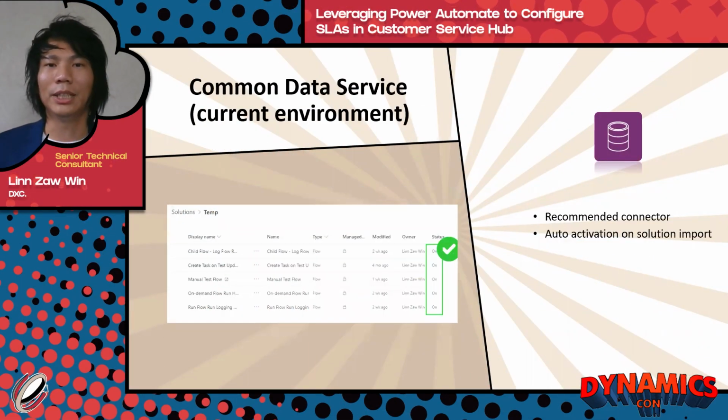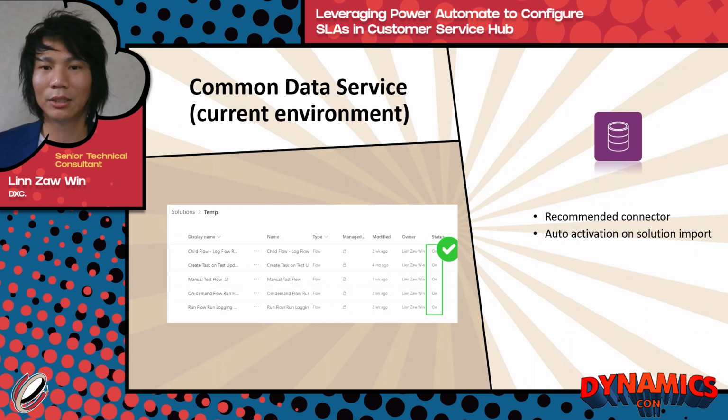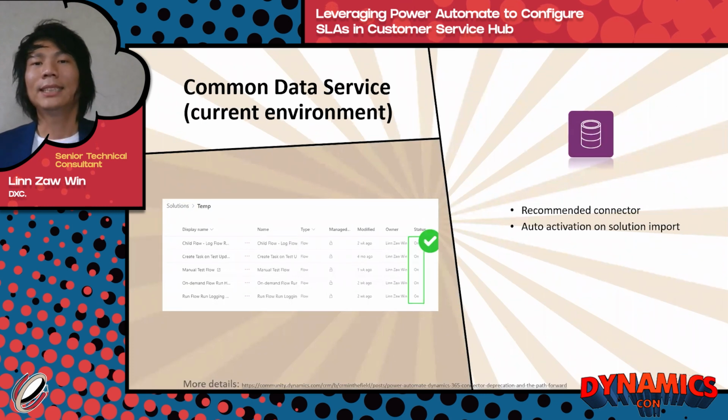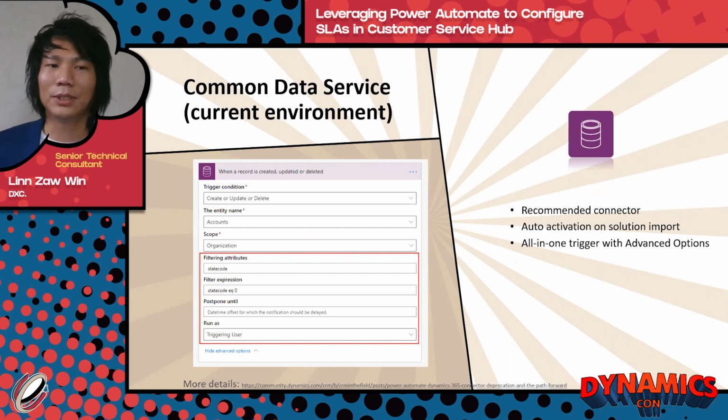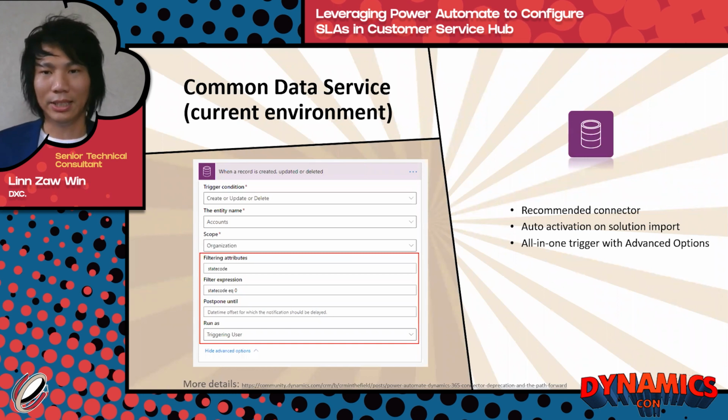One of the reasons Microsoft recommends this is that when we use the CDS current environment connector and import the solution into another environment, the flows in the solution will automatically activate without having to go and reauthorize the connections, unlike the other connectors. The CDS current environment connector also has an all-in-one trigger. You can use create, update, and delete triggers all in one specific flow without having to use parent-child flows for triggering from multiple events. We also have the advanced options in the trigger for the filter and run as user, which we will mention later in this session.